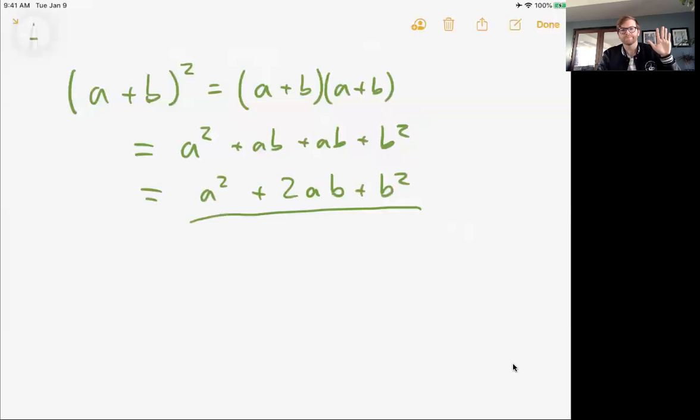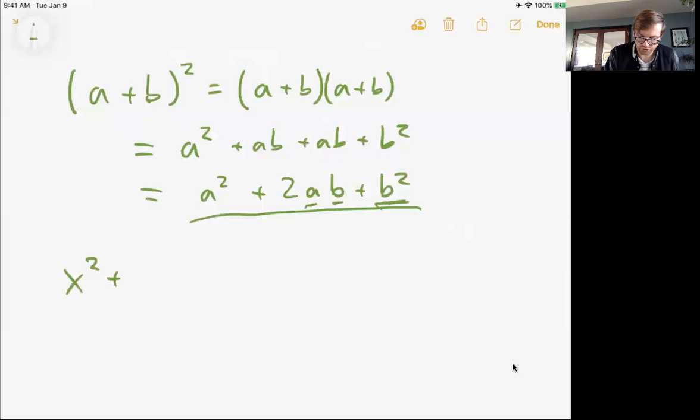Okay. So that is the form that perfect square trinomials will always take. It'll be something squared plus 2 times the square root of that first something times the square root of this last something, plus the last something squared. Okay? So that's the general form. Let me show you a few examples so that you feel like you can maybe spot these, okay?